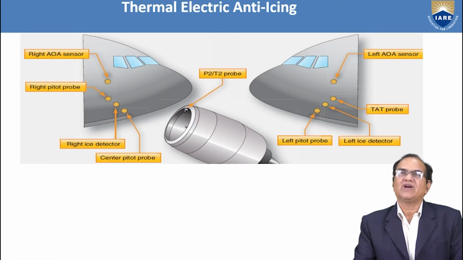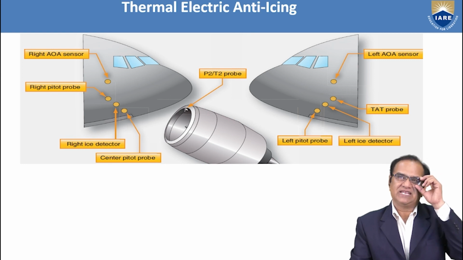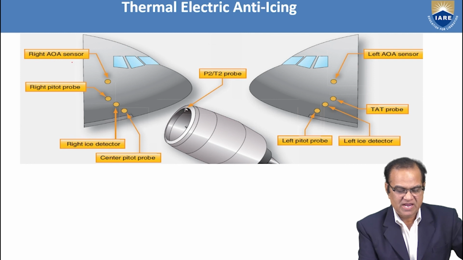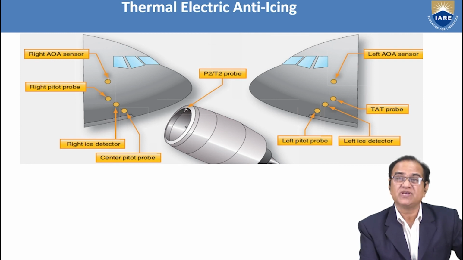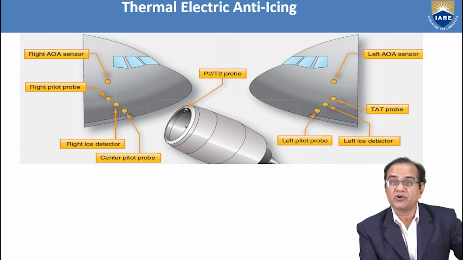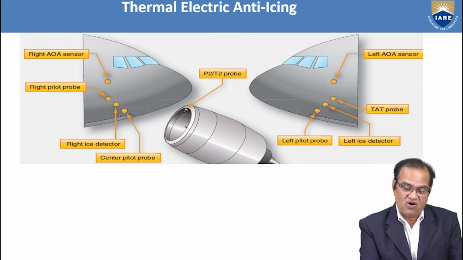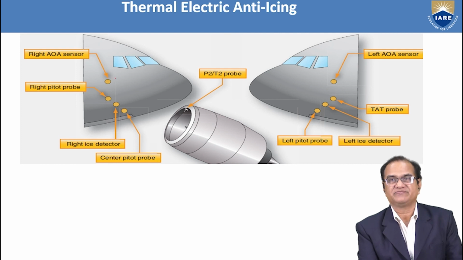Now you can see the thermal electric anti-icing. The right angle of attack sensor here. All these sensors we have to protect them. Anti-icing is required. It is not de-icing. These all things should be protected so that the ice should not form in these equipments.